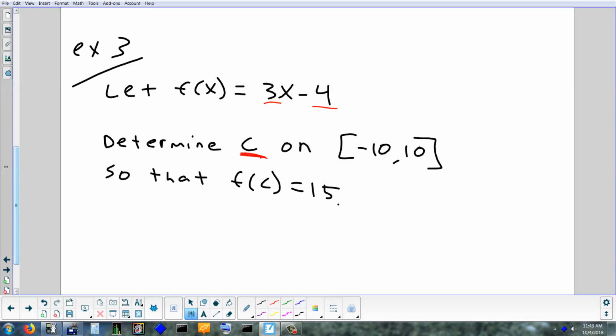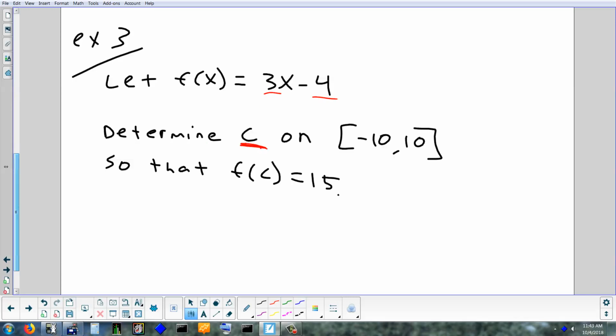Tell me what the x value would be so that you plug it in and get a y value of 15. Well, first thing I want to do is check if that's even possible. Let's see where we're starting for a y value. Let's see where we're ending. And then we'll go from there.